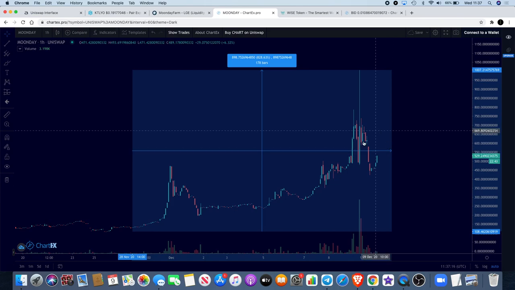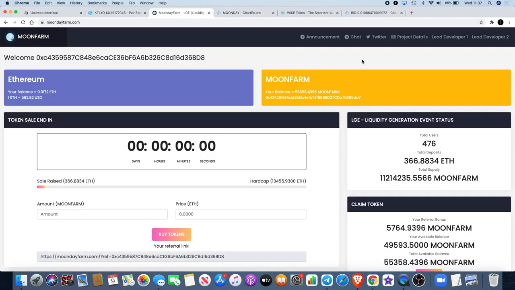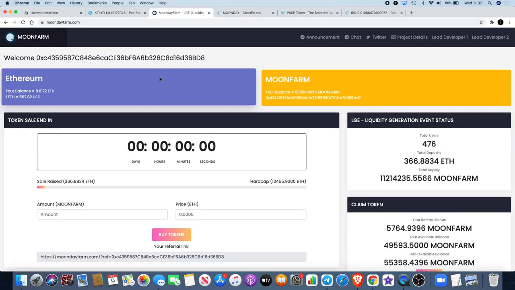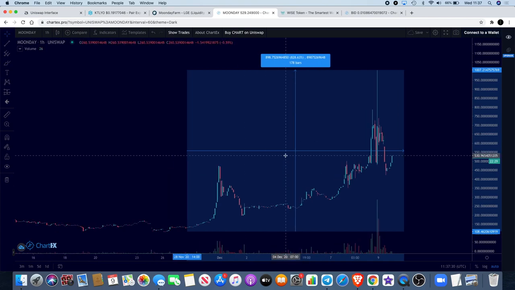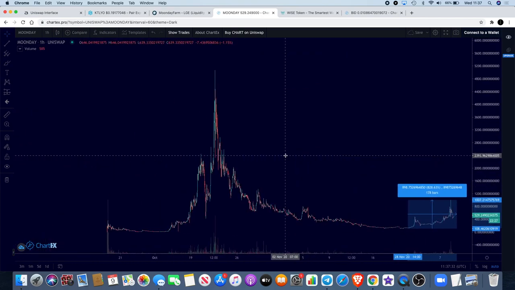The Moonfarm token is not to take over Moonday, because obviously it's a farming token, right? And liquidity is going to go into this. That's why it's called a liquidity generation event. That's what the LGE stands for up here. LGE, liquidity generation event. So that could see some more upside for Moonday.